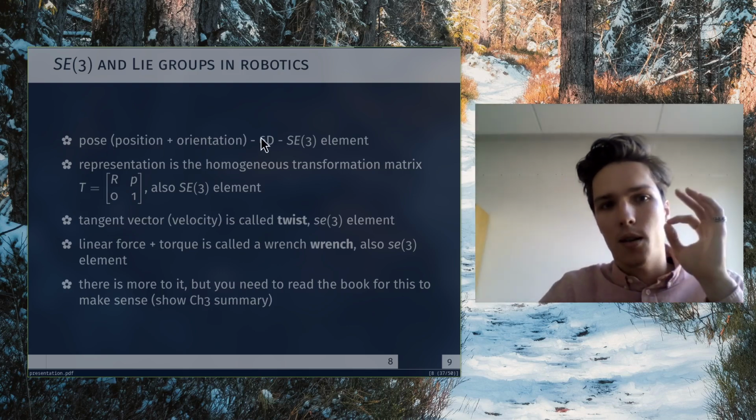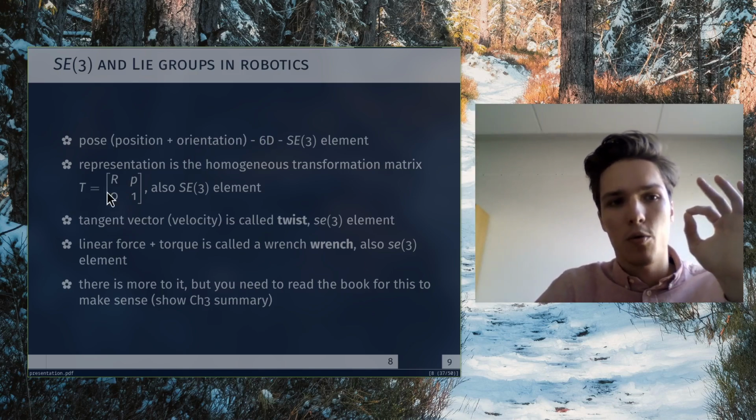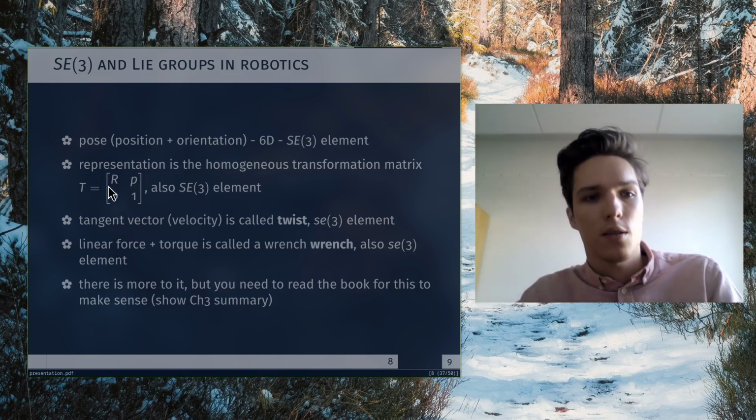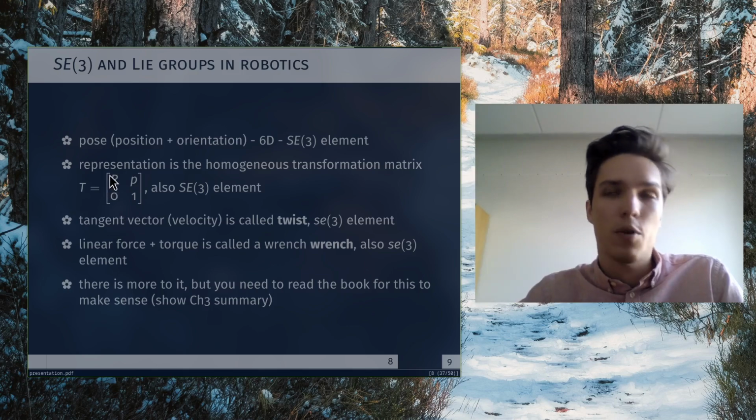And this is a 6D thing, although we would typically represent it as a homogeneous transformation matrix, because that's the easiest thing to use. And that has way more numbers.